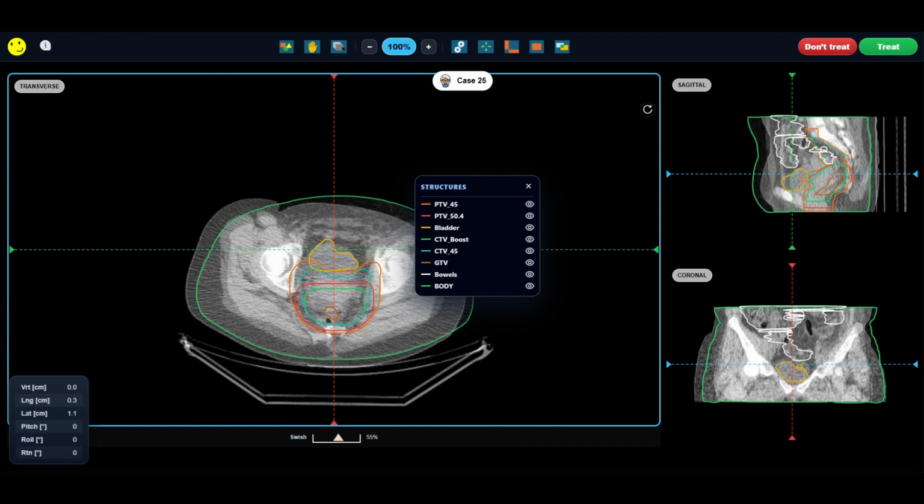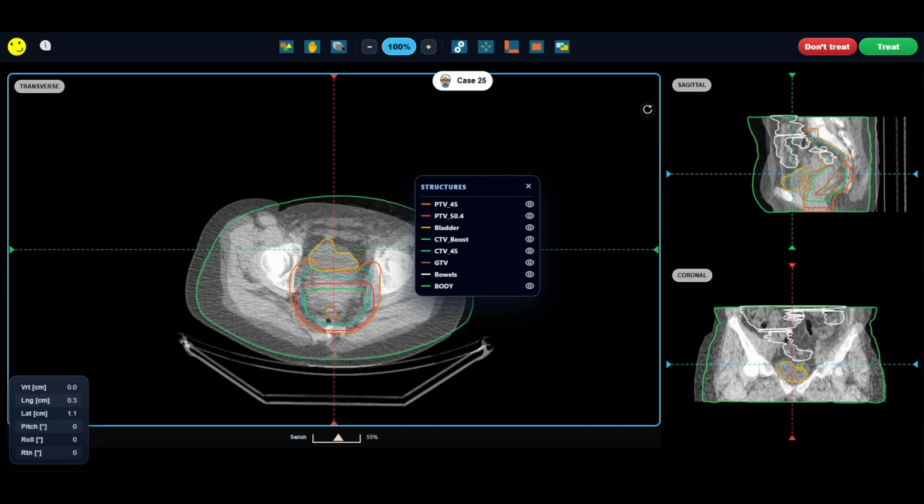microscopic disease. And then CTV45 will be the clinical target receiving the lower prescribed dose region, likely including the nodal coverage and the broader area at risk. And then we've got CTV boost. Now, CTV boost would be a smaller boost clinical target volume relating to the primary tumor and mesorectal area at the higher risk. And then we've also got PTV45, which is the planning target volume for the 45 gray phase, and PTV 50.4, which is the planning target volume for the boost phase at 50.4 grays.